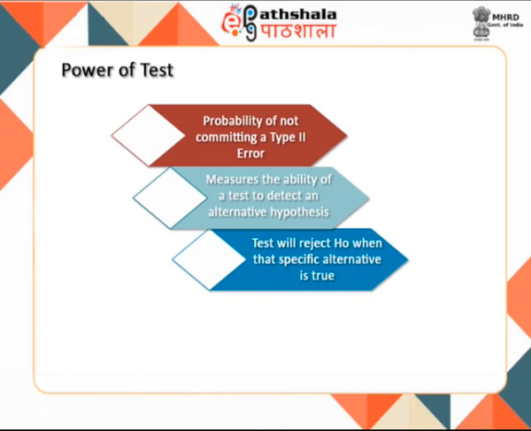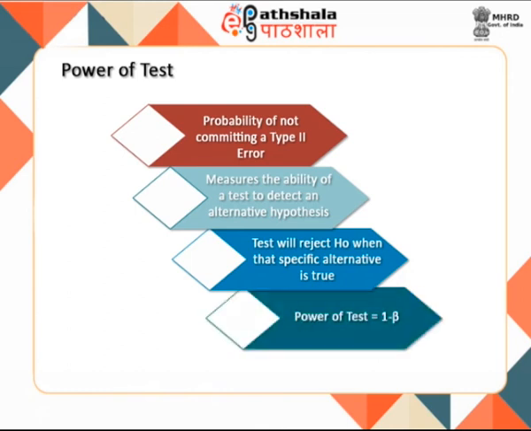The statistical power is the ability of a test to detect an effect if the effect actually exists. Power of a test is equal to 1 minus beta.